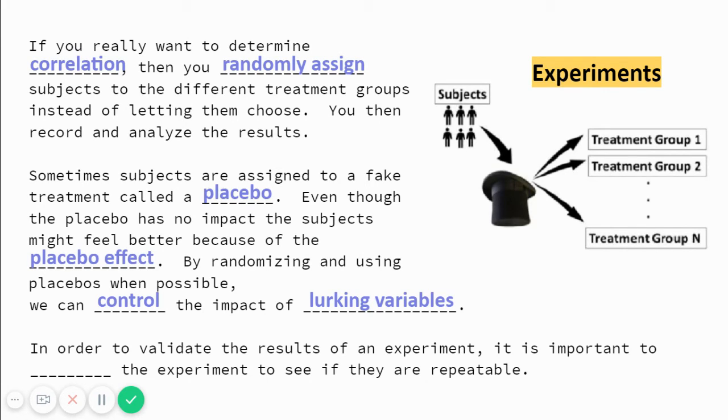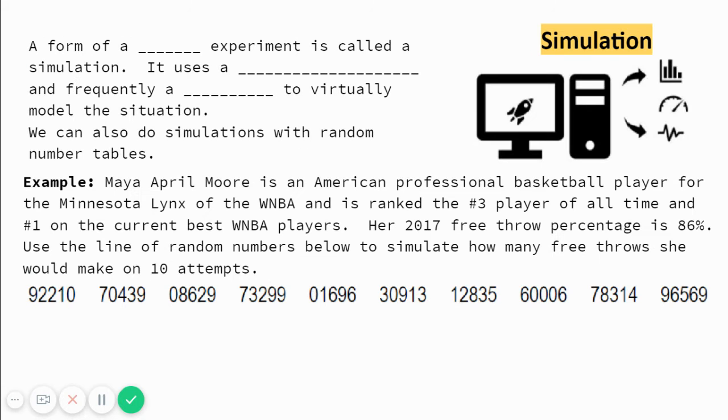Okay, in order to validate the results of an experiment, it is important to replicate the experiment, do it more than once, to see if the results are repeatable. You always know that you are dealing with an experiment when you have two groups and you treat them differently. Could be more than two groups. The key to knowing that it's an experiment is you're treating the groups differently in some way.